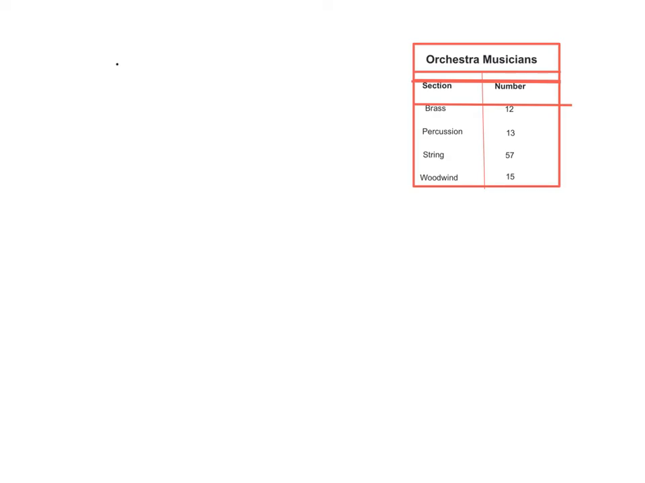This table shows how many musicians are in each section of a symphony orchestra. So in the brass section, there are 12 musicians. In the percussion section, there are 13 musicians. In the string section, there are 57 musicians. And in the woodwind section, there are 15 musicians.